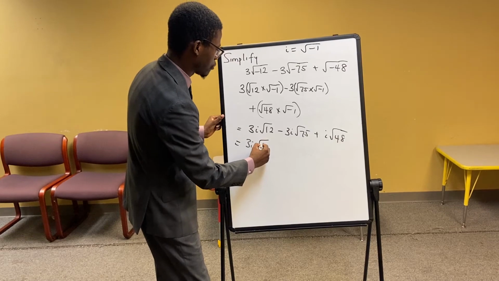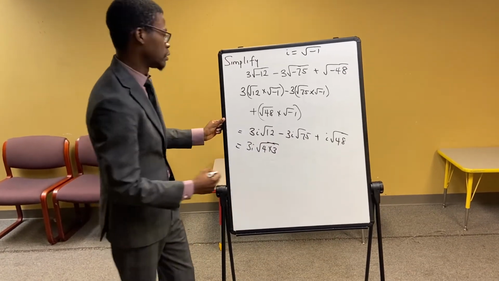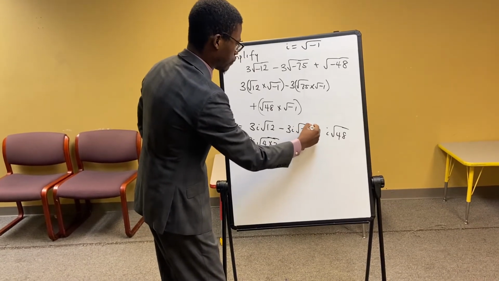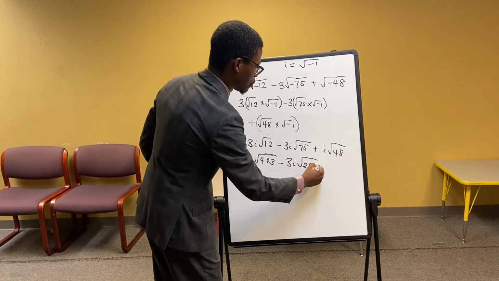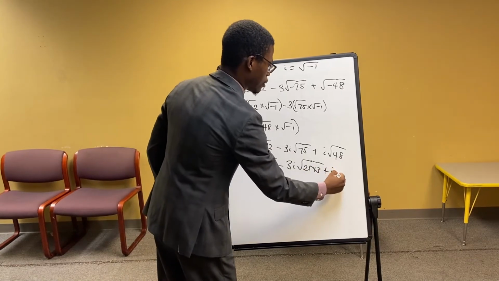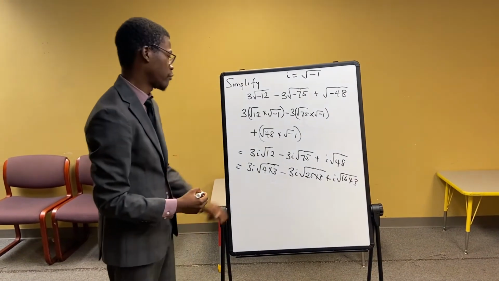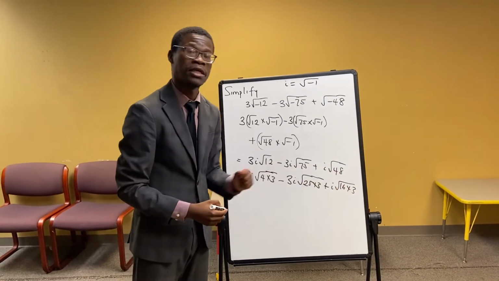12 is the same thing as 4 times 3. Right? Now, then minus 3i. 75 is the same thing as 25 times 3. Okay? Then, plus i. This is the same thing as saying 16 times 3. Okay, 4 times 3 is 12, 25 times 3 is 75, 16 times 3 is 48.